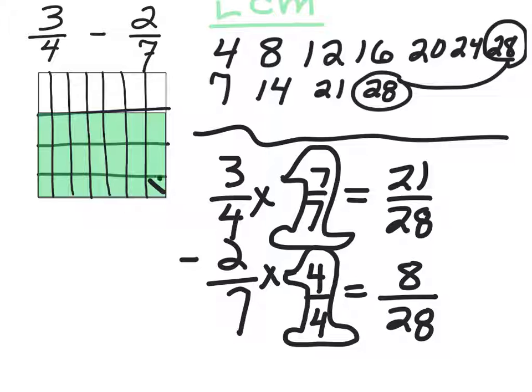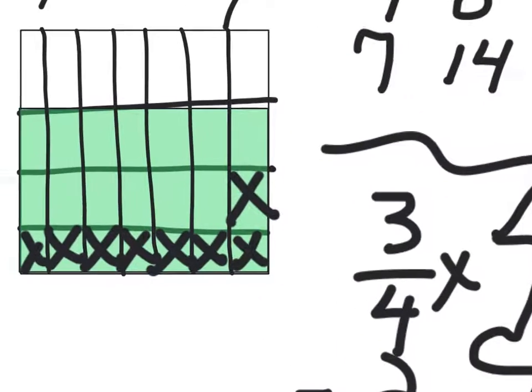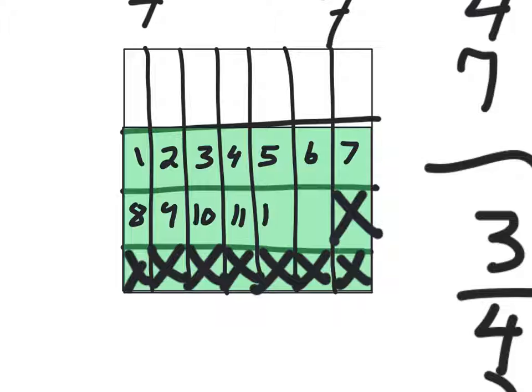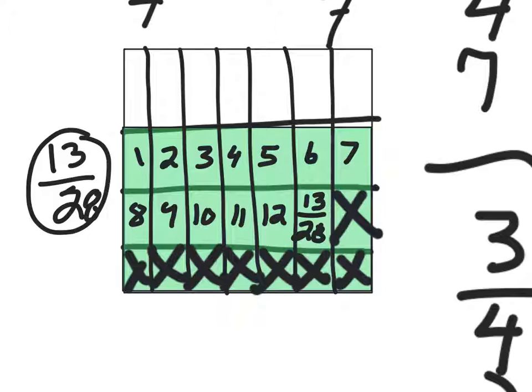I'm going to cross these out. 1, 2, 3, 4, 5, 6, 7, and 8. So now I've subtracted 8 of those bad boys. Let's see what we have left. I'm going to enlarge this so it's easier to write in here. And I've got 1, 2, 3, 4, 5, 6, 7, 8, 9, 10, 11, 12, 13 out of the 28, right? So I got 13 28ths. And that, my friends, is your answer.